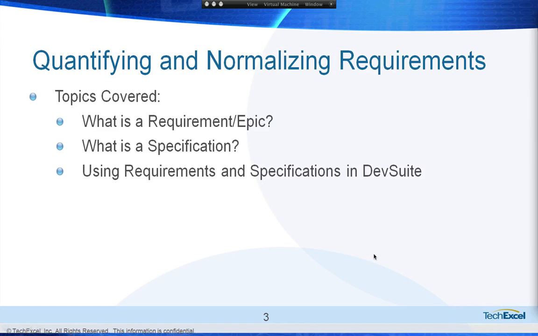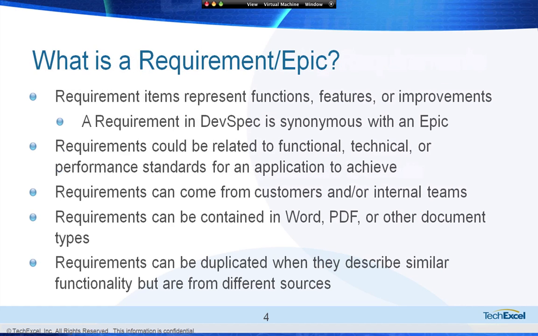Quantifying and Normalizing Requirements. In software engineering, a requirement is the expression of a need. In a software product, that need might be the features, functions, or improvements that are being requested. Requirements can be related to many different areas. For instance, you might have functional requirements that describe some functionality that the system needs to execute.